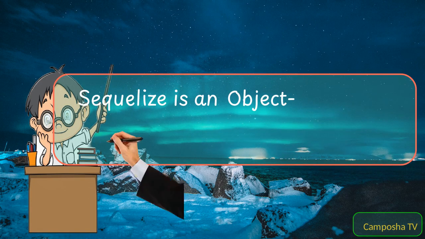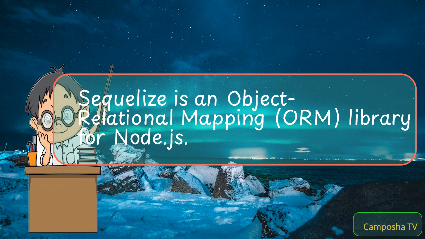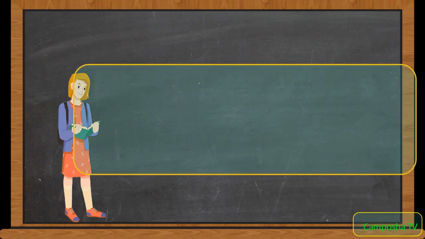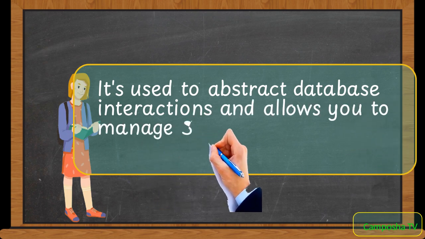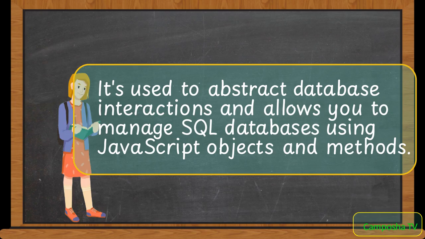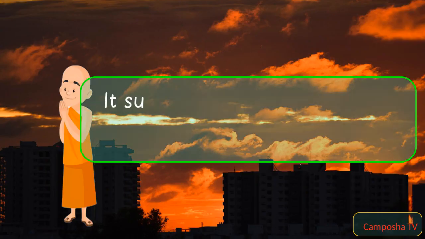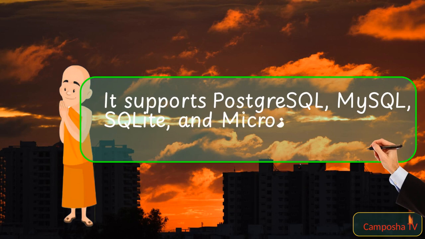Sequelize is an Object-Relational Mapping, ORM, library for Node.js. It's used to abstract database interactions and allows you to manage SQL databases using JavaScript objects and methods. It supports PostgreSQL, MySQL, SQLite, and Microsoft SQL Server.